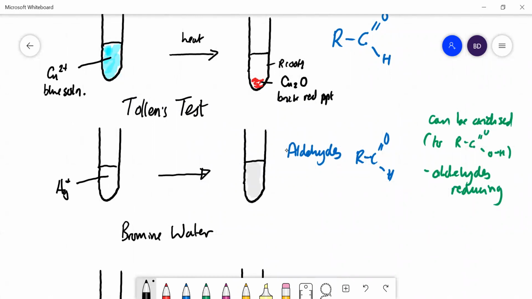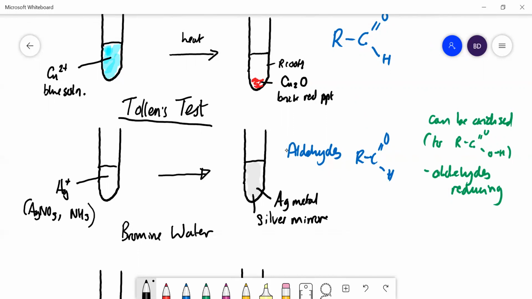Usually you get silver nitrate and you add ammonia to it because you need to have it slightly alkaline, ammoniacal silver nitrate. And the silver ion gets reduced to Ag metal. If you do it correctly, the metal tends to stick to the surface of the tube and it forms a silver mirror. So that is Tollen's test, testing for aldehydes.